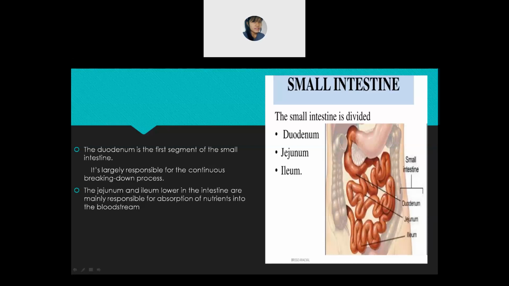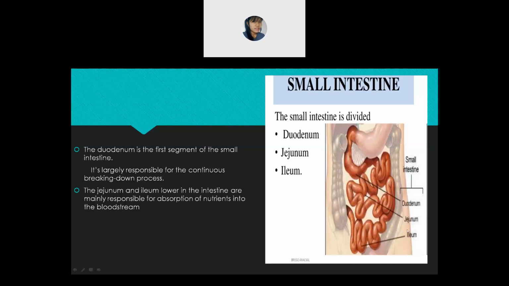The duodenum is responsible for the continuous breakdown process. Whatever food you are consuming comes from the mouth to the stomach, and then from the stomach it comes to the small intestine. So the duodenum is the first one to receive the food from the stomach. They are responsible for the continuous breakdown process. They will again break down the food you have been consuming; they are the first to break down the food. Are you clear about the duodenum?